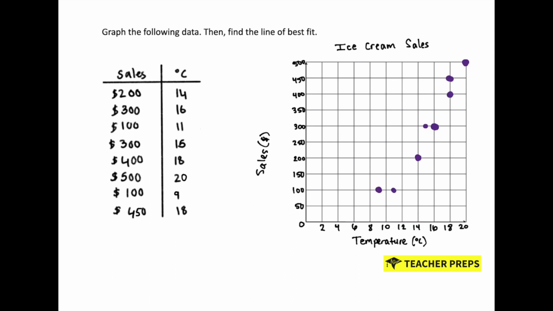Now that we have the points plotted, we can see that we have a positive linear relationship. As temperature increases, our sales go up. Now we need to create the line of best fit. When doing this by hand, you're just going to try to get in the middle of all the points. Your goal is to estimate a straight line that goes through the majority and the center of the points. And now we have the line of best fit. Once you have your line of best fit, you can write an equation. This equation can be used to make predictions.